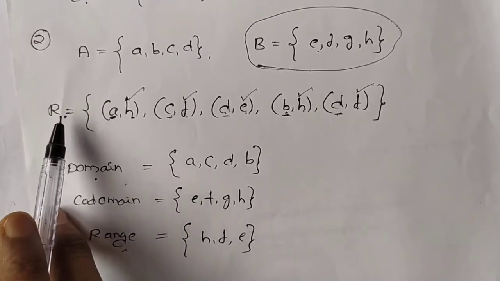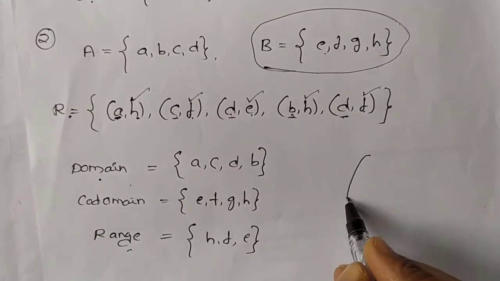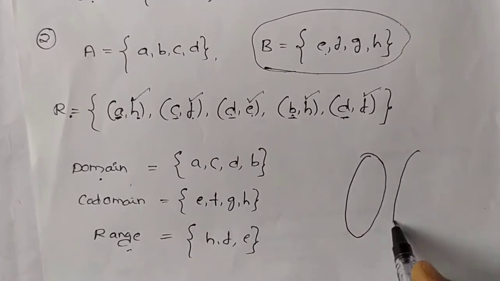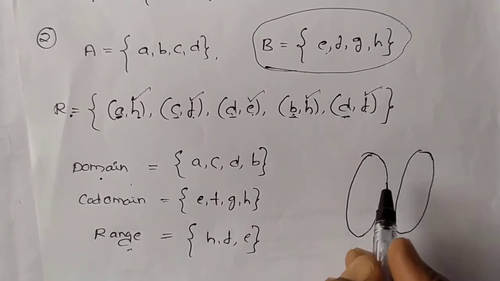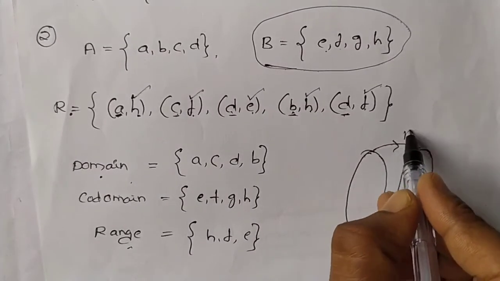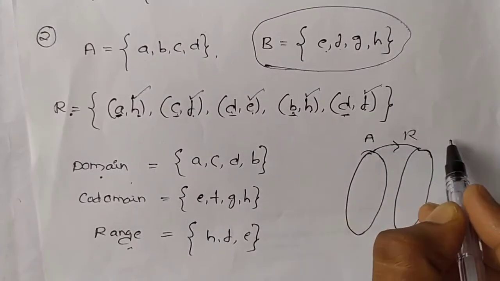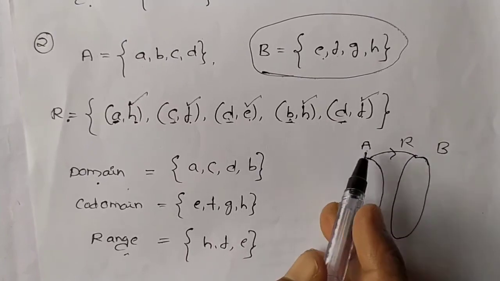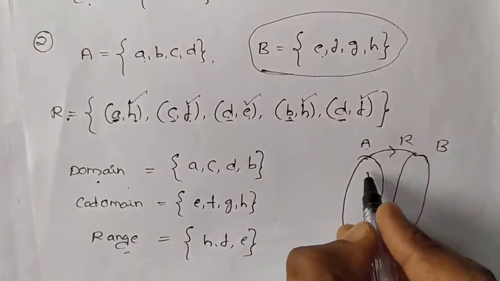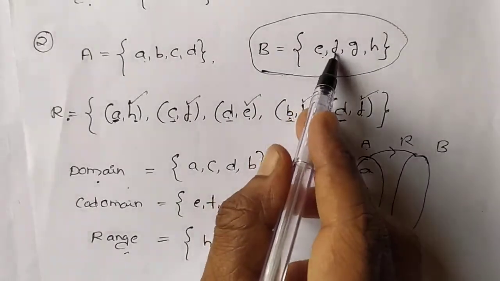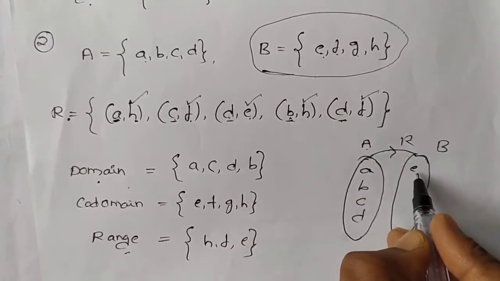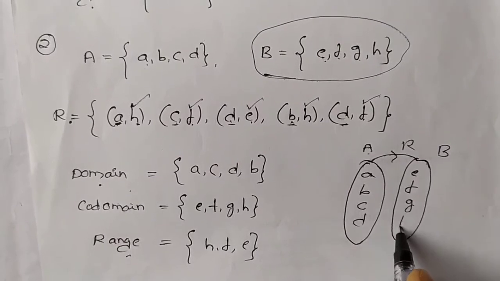Let us represent this in an arrow diagram, which is a visual representation of a relation. It is a relation R from a non-empty set A to a non-empty set B. Set A, what do we have? A, B, C, D. Set B, what do we have? E, F, G, H.